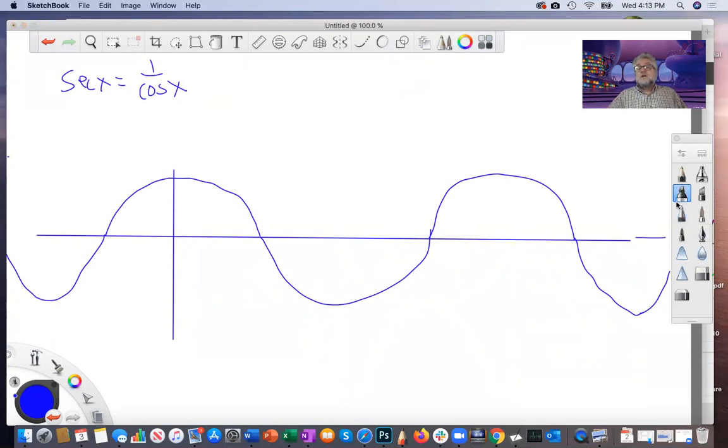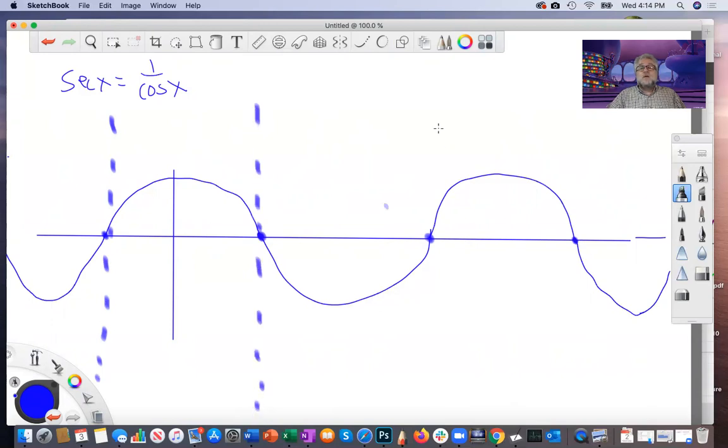So here, when cosine is 0, right here, and here, and here, and here, and if I go off the monitor, there'd be 1 over there. This is where the asymptotes are going to be, when the denominator can be equal to 0.